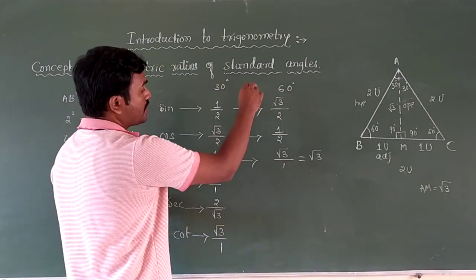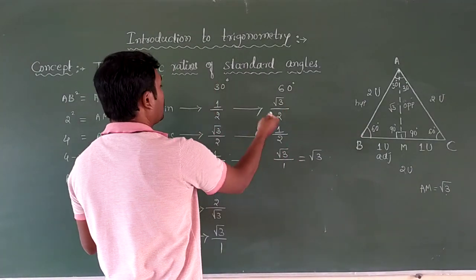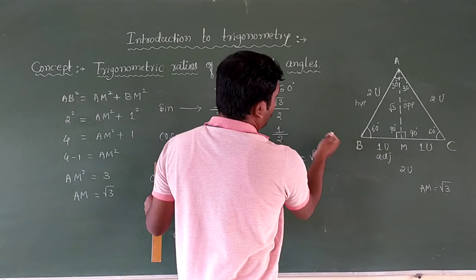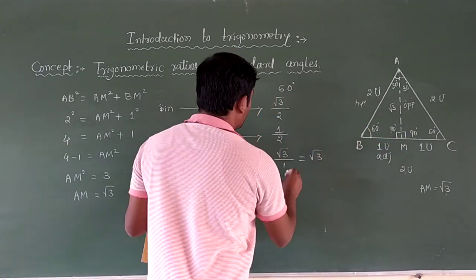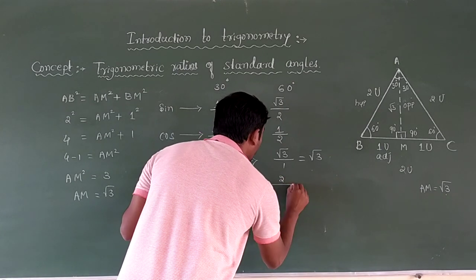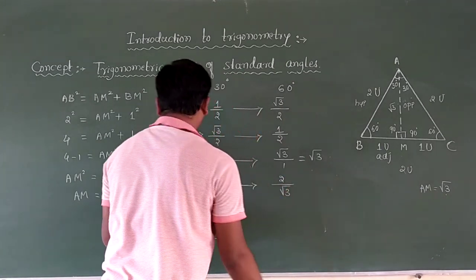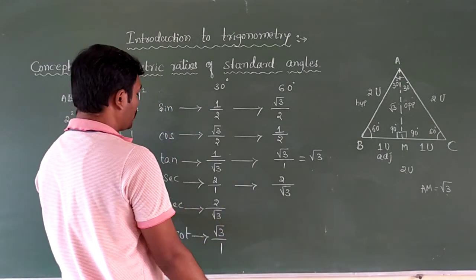Next, cosec 60 degree. Cosec 60 degree is what? It is the reciprocal of sine, that is hypotenuse divided by opposite. Hypotenuse is what here? 2, divided by opposite, which is root 3. 2 by root 3. So cosec 60 degree is 2 by root 3.